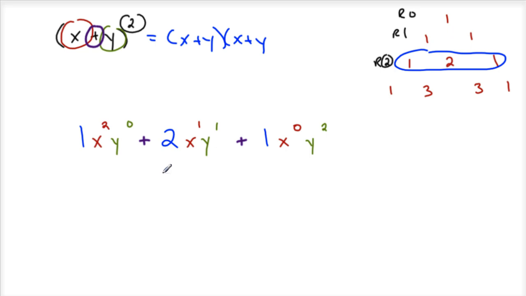If I simplify this, 1 times anything is just 1, so I have x squared. The y to the 0 simplifies. Plus 2xy plus 1 times anything is 1, x to the 0 is 1, y squared. So Pascal's triangle will help us find our coefficients in front of our variables. That one was a little easier because it was squared.